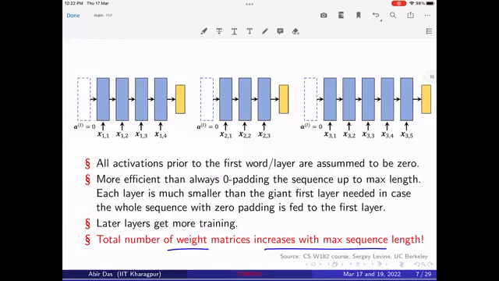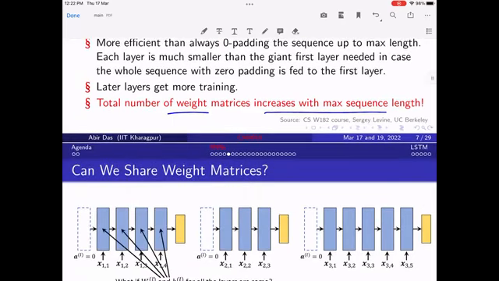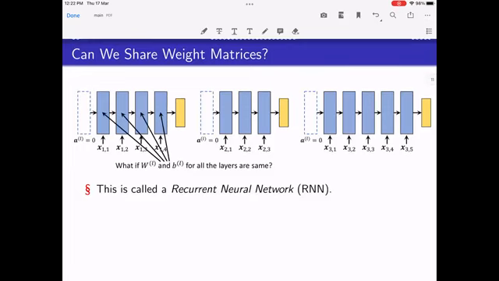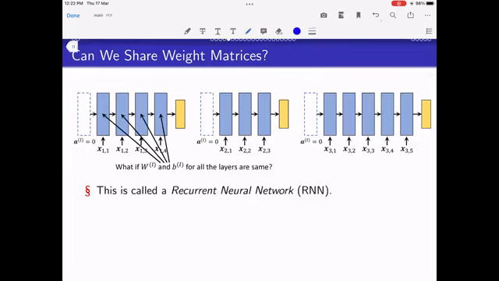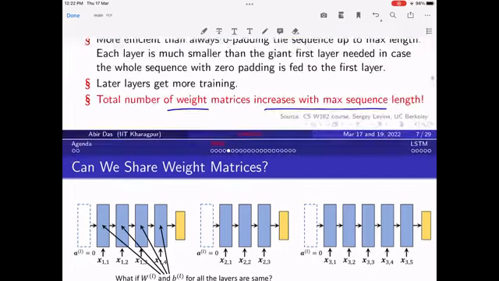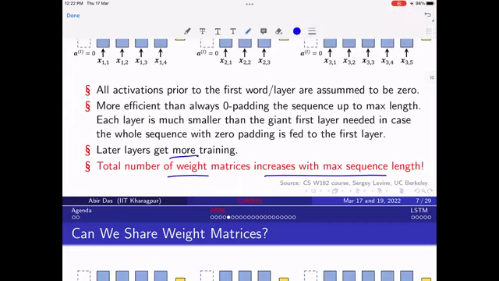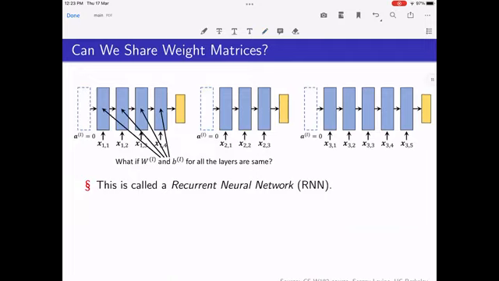So this is the idea then. Can we share the weight matrices? What did we say? That these later layers get more training. So can we enforce that the weights are basically the same in each layer? Even if the later layers get more trained for shorter sequences, you have the chance that the same theta gets trained. This is the idea behind this.